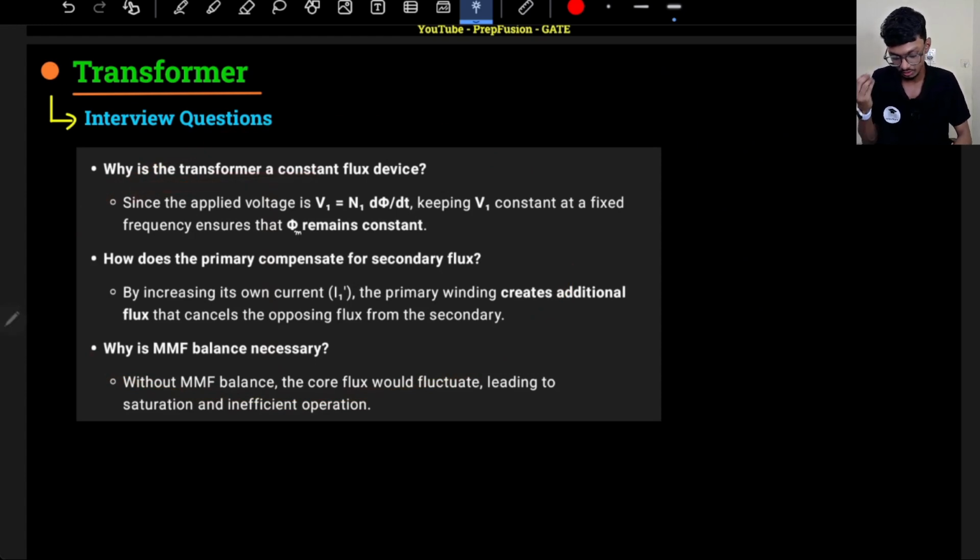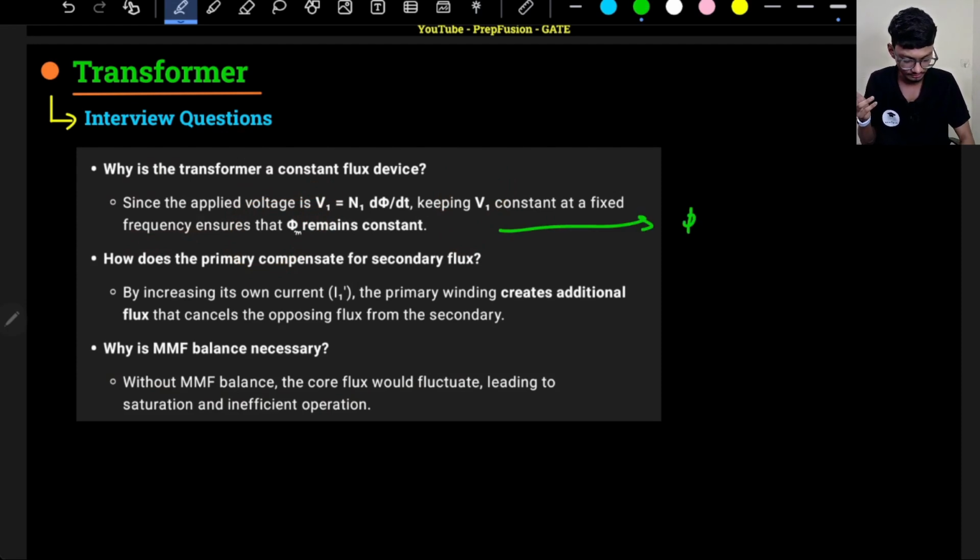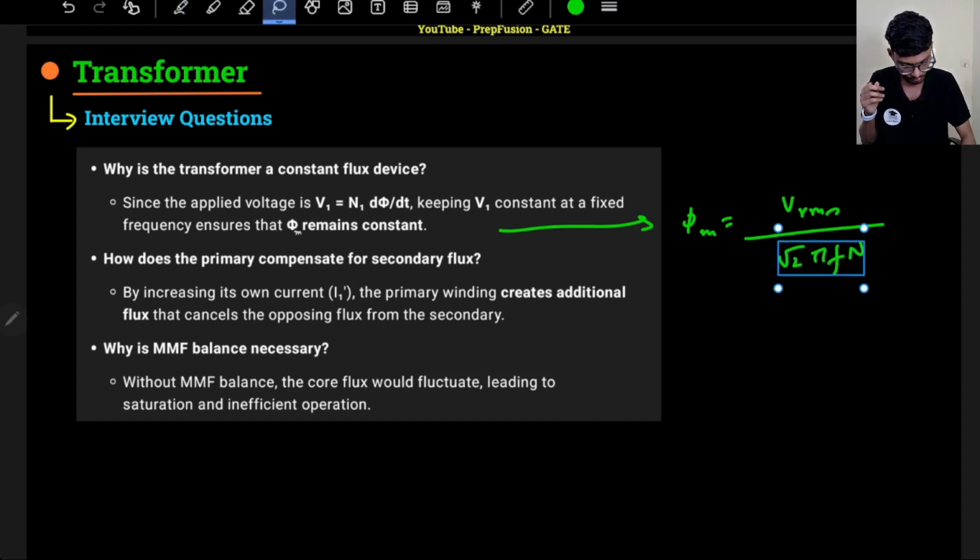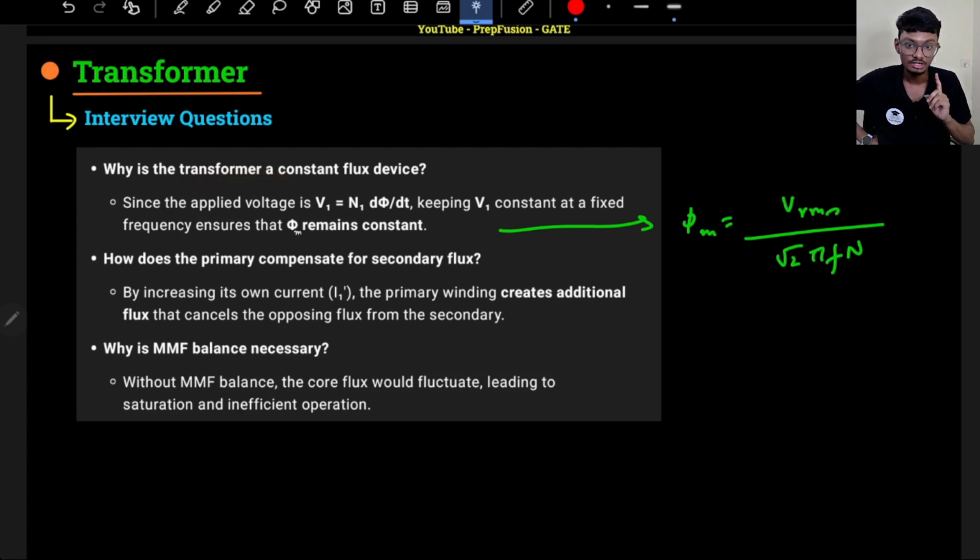Why is the transformer a constant flux device, which we already have discussed? Since we apply V1 voltage, if I fix my V1 at a fixed frequency, phi m will be fixed. You can prove it with the equation. We already know that phi m will be Vrms divided by root 2 pi f N. This we have already proved. So if these are fixed, then my maximum flux also will be fixed. That's how the transformer is a constant flux device.